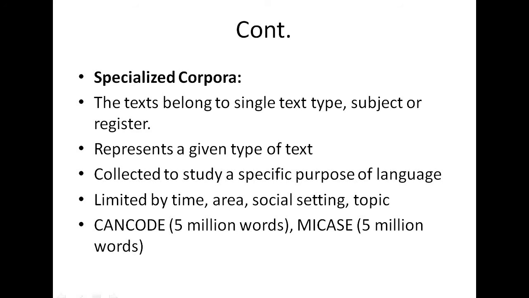Then, what are the examples of such kind of corpora? We can quote the Cambridge and Nottingham corpus of discourse English. Then the Michigan corpus of academic spoken English. The first one consists of 5 million words, and the second one also consists of 5 million words.